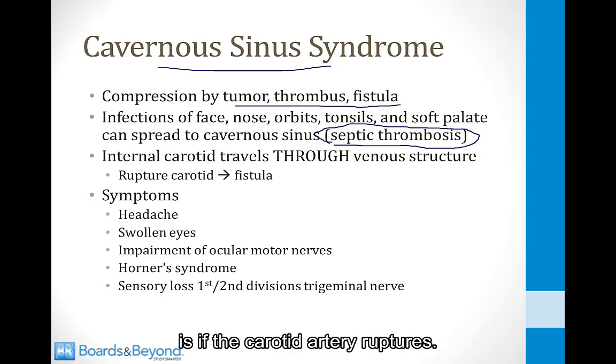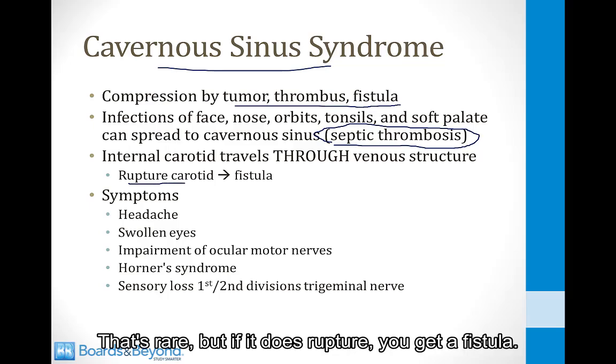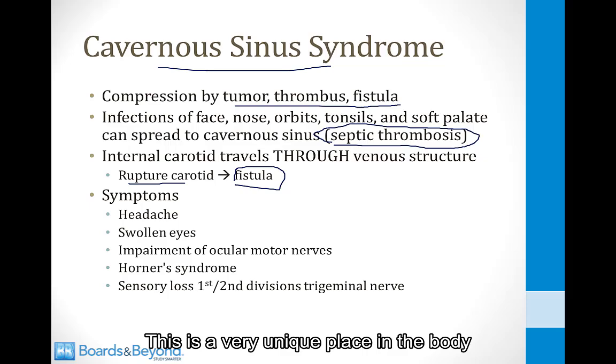Another way this can happen is if the carotid artery ruptures. That's rare, but if it does rupture, you get a fistula. This is a very unique place in the body because you have an artery traveling inside a venous structure. So if there's rupture of the carotid artery, you instantly form a fistula as blood spills from the arterial system into the venous system in the body, and that fistula can cause compression of the cavernous sinus structures.